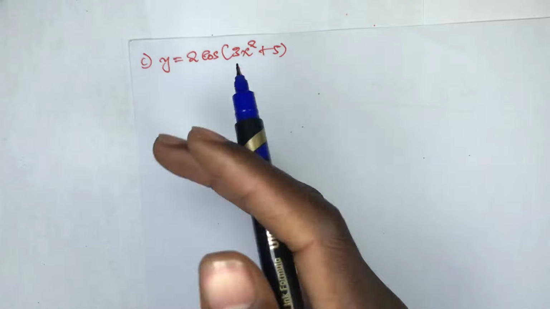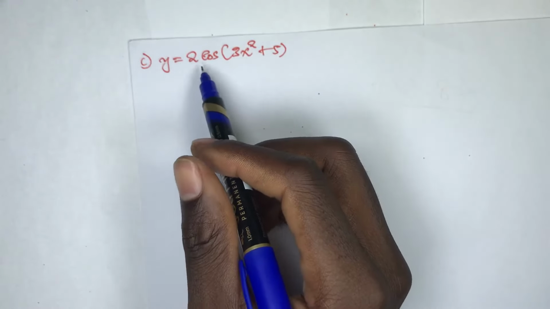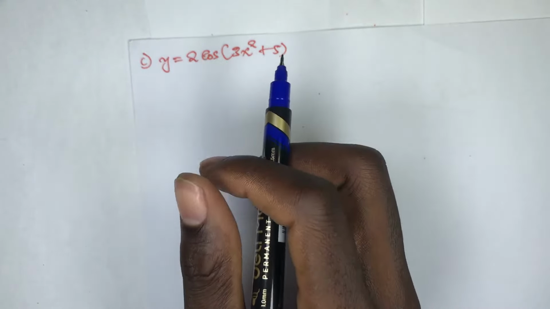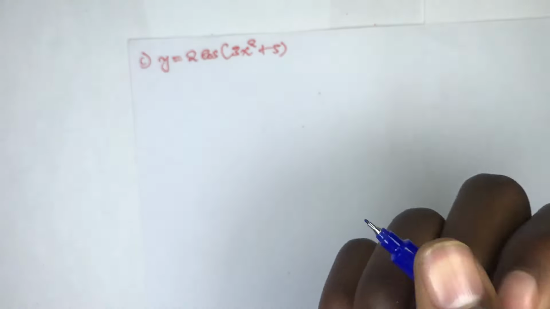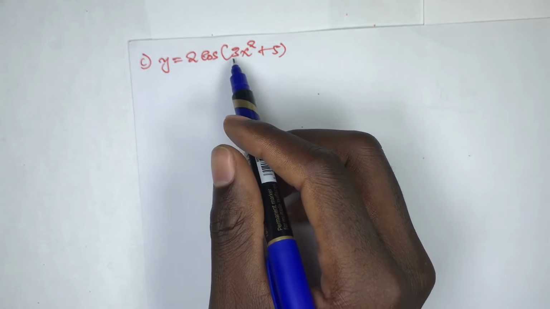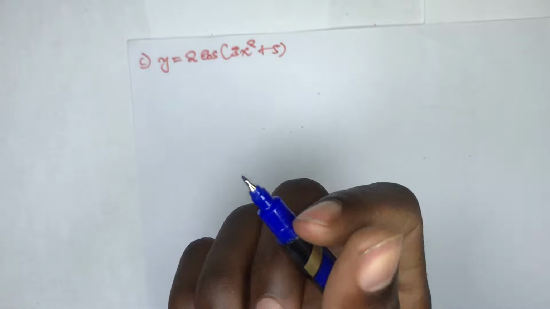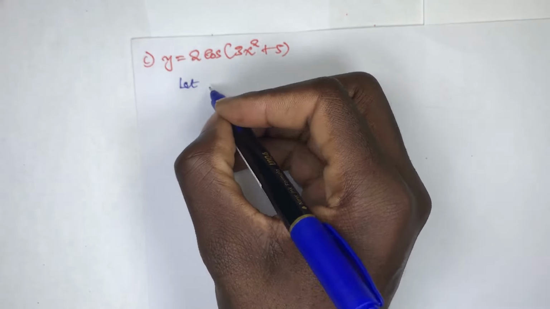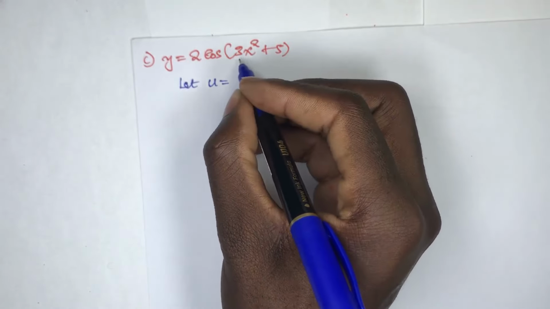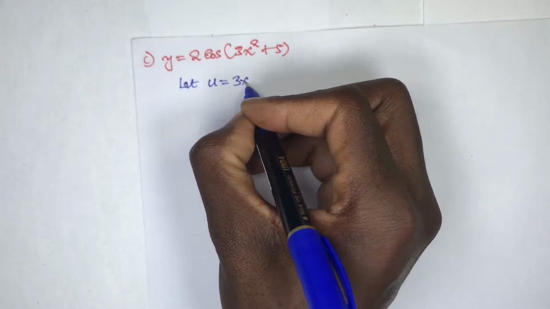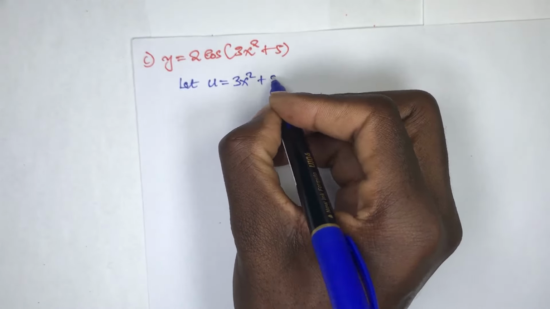So now, the next question that we have here is, y is equal to 2 cos, open brackets, 3x squared plus 5. So then, the same approach, we have a function that is inside another function, so we're going to use the chain rule. So we're going to say let u be equal to this function that is inside there. So that function is 3x to the power 2 plus 5 like this.